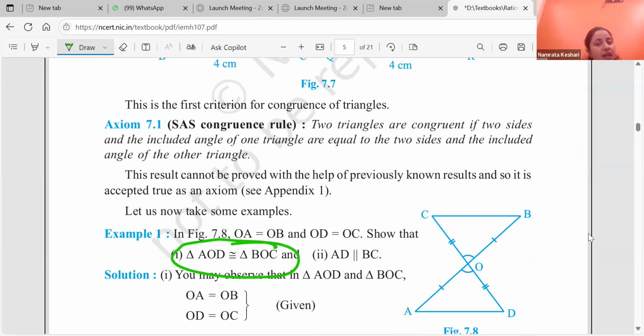Now here it is given that AO and OB are equal. So AO over here and OB over there are equal. It is given that OD and OC are equal. So OD over here and OC over there are equal. It is already given in the question. And I told you one data will be hidden always. Please tell me what data is hidden in these two triangles, the upper one and the lower one.